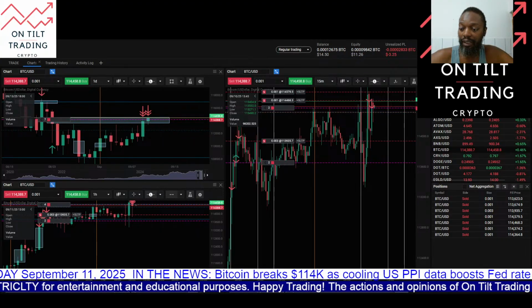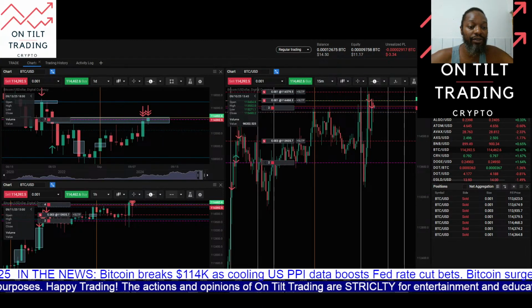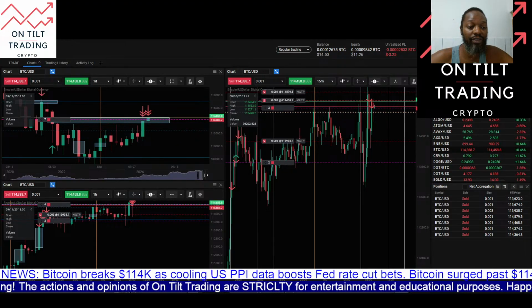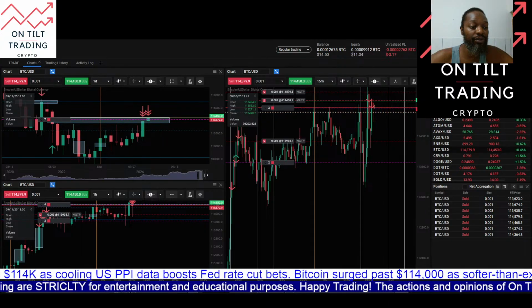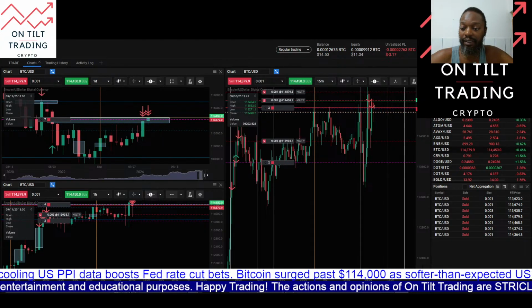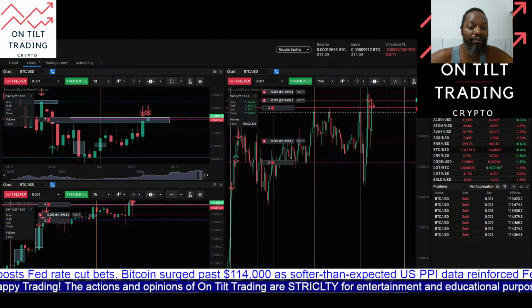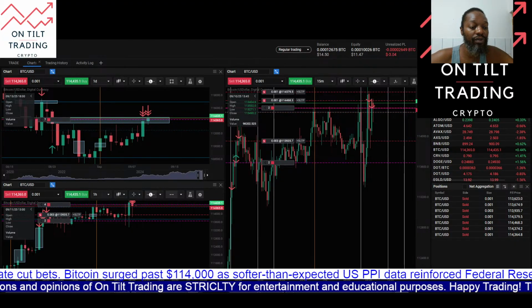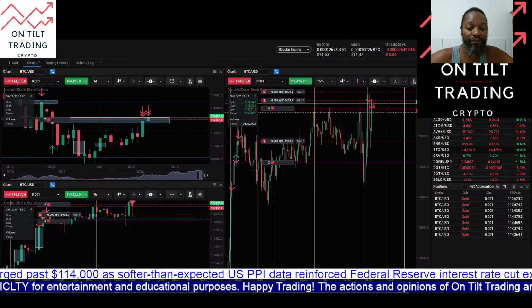So I re-entered, or at least took additional entries on the short. Yesterday price action failed to rebalance this fair value gap. But today, this price action here, the buy side traded into the fair value gap and actually rebalanced the fair value gap.